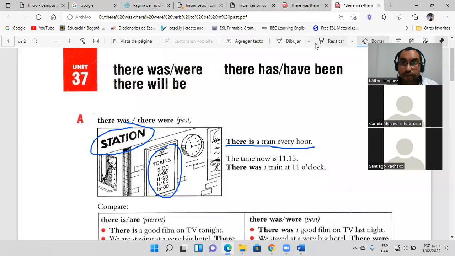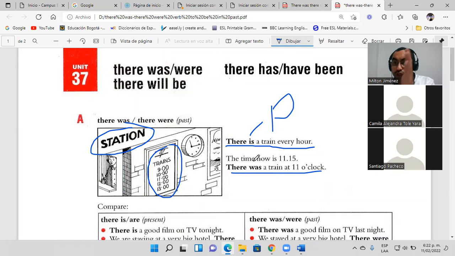Okay, so there was a train at 11 o'clock. Yeah, so this is in present, and this one is in past. In past, okay? This is present and this is past. There is a train every hour. Hay un tren cada hora. There was a train at 11. Hubo un tren a las 11. Okay? Hubo un tren a las 11. Okay, so that is the idea, to talk about the present and the past in this case, okay?